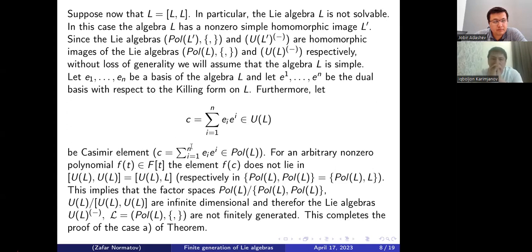What does it mean, dual basis? By dual basis with respect to the Killing form, we mean that the Killing form of E_i and E^j, right, equals delta_ij, the Kronecker delta.